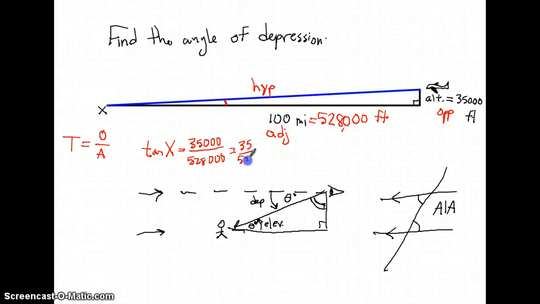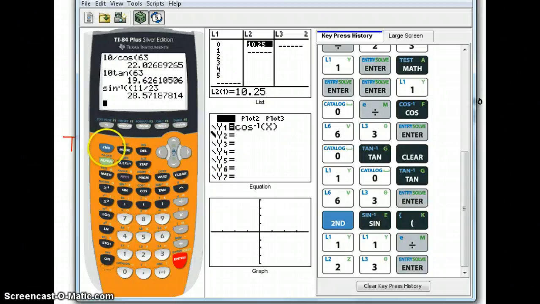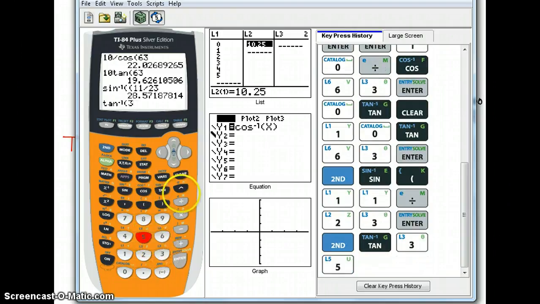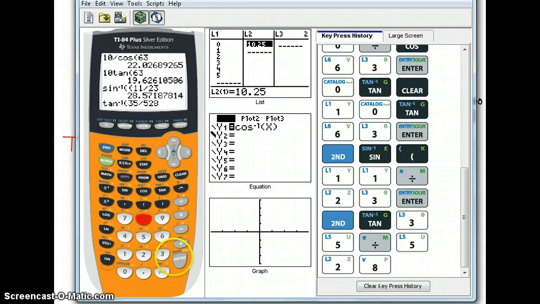35 over 528. So if I want the measure of angle X, all I got to do is take the inverse tangent of that fraction. And let me do that on the calculator here. Inverse tangent of 35 over 528 is an angle of about, it's less than 4 degrees.